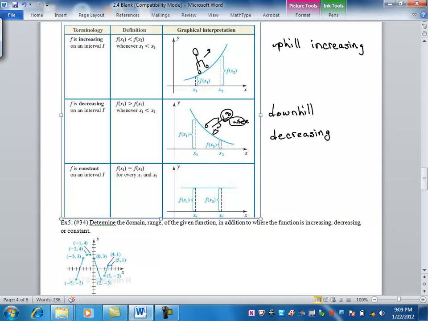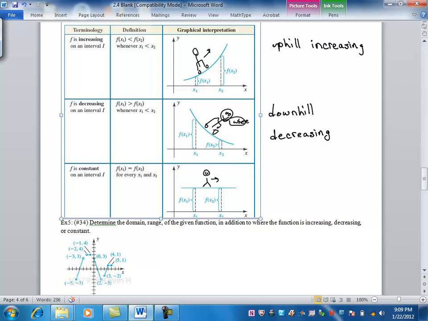Now, if you look here and you're walking along and life is good, a little stick figure on this flat surface, then we have a constant function. Let's take a look now. It basically says if f of x1 is less than f of x2, whenever x1 is less than x2, then it's increasing. So as my x's get bigger, my y's get bigger. Here on a decreasing function, my x's are getting bigger, my y's are getting smaller. And on my constant function, as my x's stay the same, so do my y's.